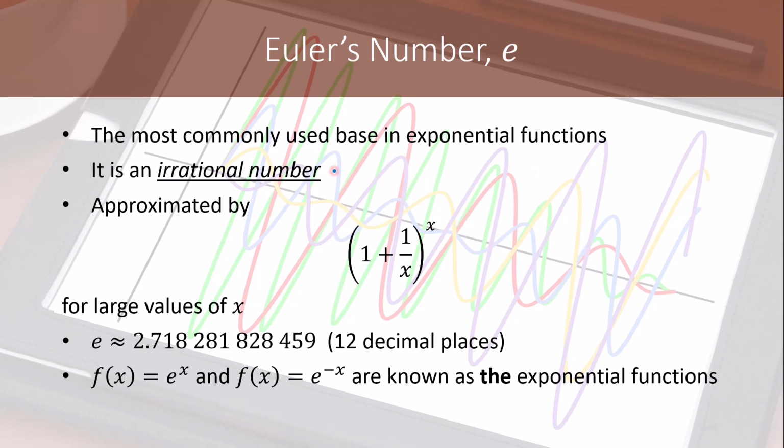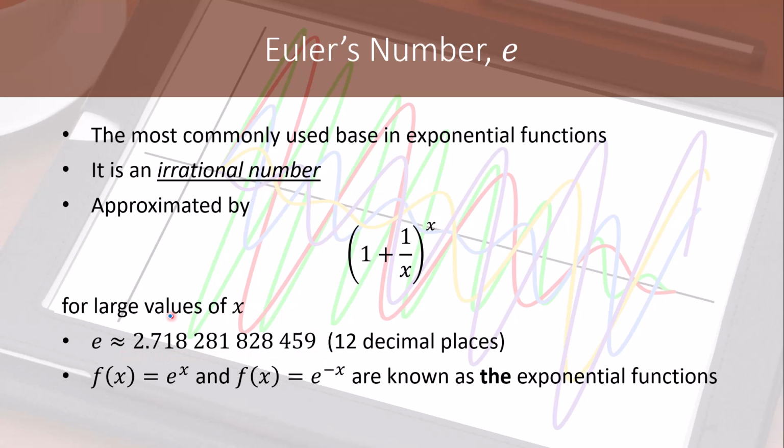And what does that mean? That means it cannot be written as a ratio of two integers. It is something that has decimal places that go on and on forever. However, it can be approximated like this, for large values of x. And for the first 12 decimal places, this is pretty much what it looks like.